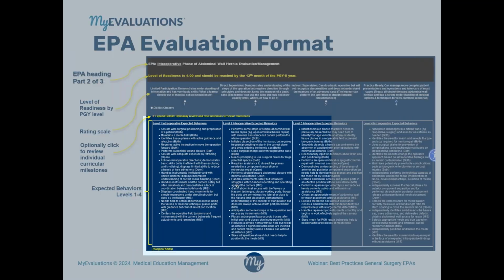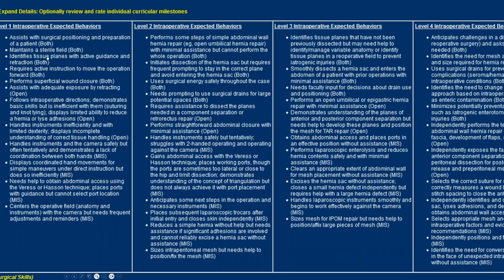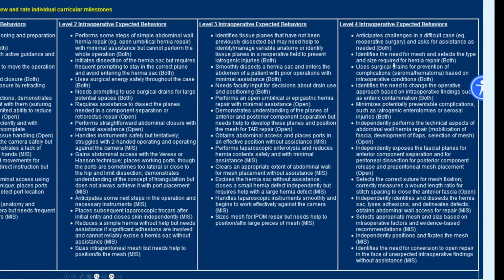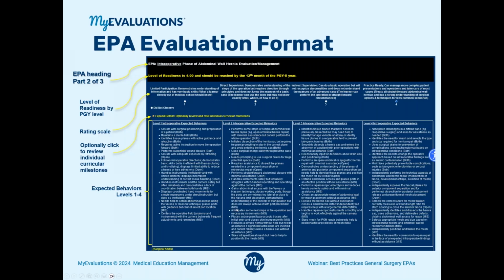If you look at these, the ABS has defined very specific expectations: if you are a resident of level 1 for the intraoperative portion, these are the expected behaviors. And if you're at level 2, these are the expected behaviors. And of course, all the way up to level 4, these are the expected behaviors. One of the things that the ABS was struggling with is, do we want to display all this information to them all the time? And the answer was no, because they'll eventually become familiar with it.